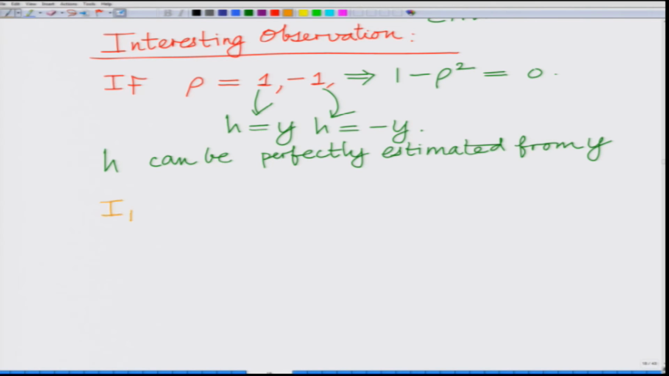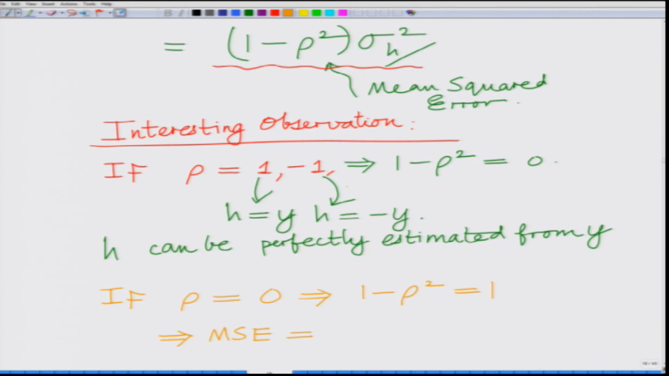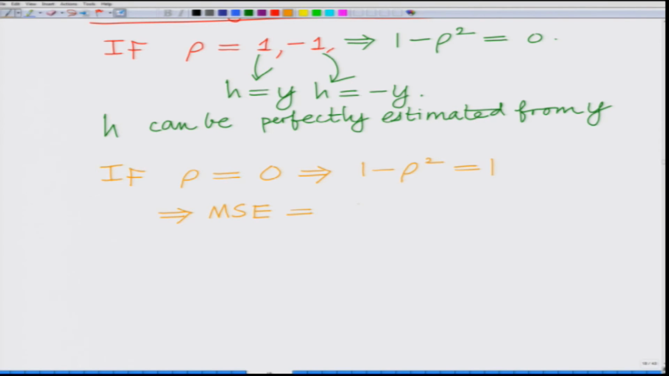Now, consider the other scenario. If rho is equal to 0, that implies the correlation between h and y is 0, which implies 1 minus rho square equals 1, which implies the MSE equals, what is the MSE? You can see 1 minus rho square is equal to 1, so when rho is equal to 0, the MSE is simply sigma h square, that is the initial variance.